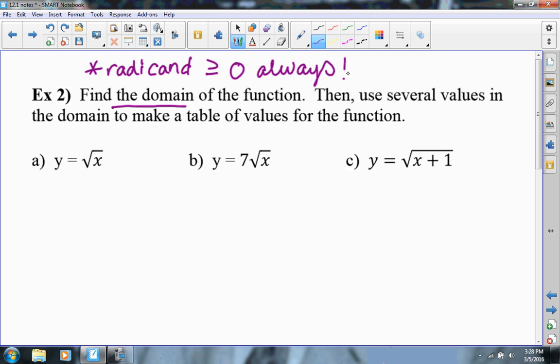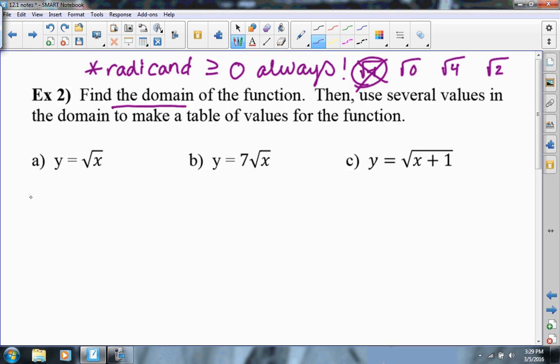Even if it's not a perfect square, we could still type it into our calculator and get a decimal and graph that decimal. So we can take the square root of 0, which is 0. We could take the square root of 4, which is 2. Or we could take the square root of 2, which is 1.41. So we want our stuff inside the square root to always be greater than or equal to 0. So that way we can take the square root of it, because we can't take the square root of a negative number. That's not allowed.